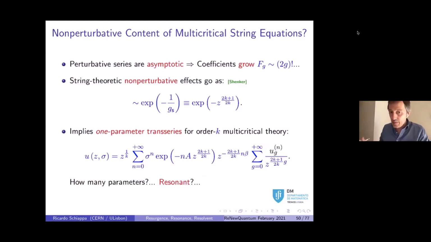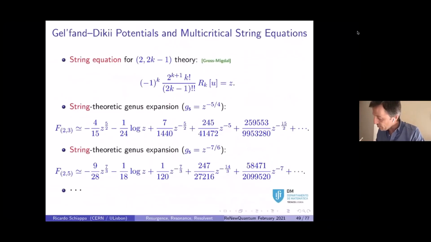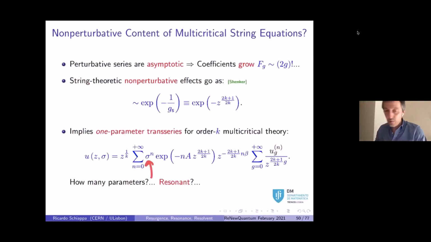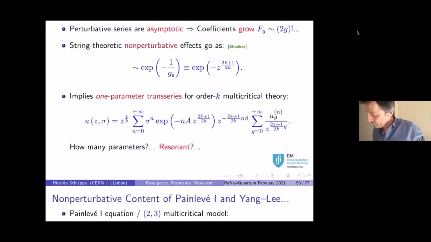Of course, it can't be the whole story, right? Because I still didn't say anything about resonance, or the fact that, by the way, maybe I should have been more explicit, the kth Gelfand-Dikii polynomial is a differential polynomial of order 2k minus 2. I'm sorry, I should have written that there. So that means that a single trans-series parameter will not answer the solution of a 2k minus 2 order differential equation. But okay, it's a first guess. So let's see what we can do with it.